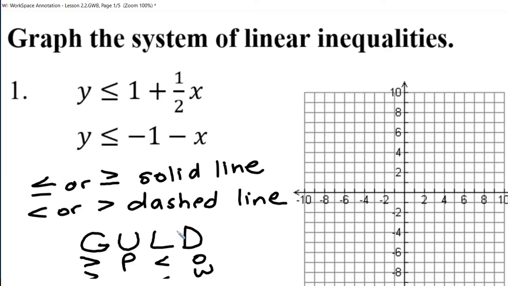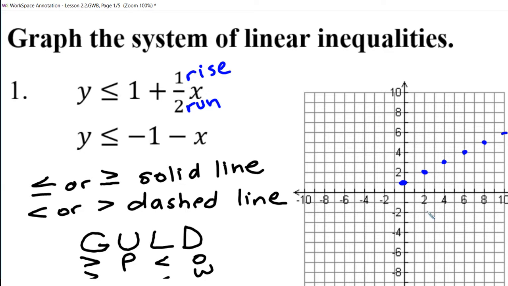Okay, the very first thing we need to do is graph the line. We're going to start with the first one at the top, which is y is less than or equal to 1 plus 1 half x. We have to be careful, because which one of these values represents the y-intercept? The 1. So always start by graphing your y-intercept first. Start at 1. If my slope is 1 half, I need to rise 1, run 2. So from the y-intercept, go up 1, right 2, up 1, right 2.